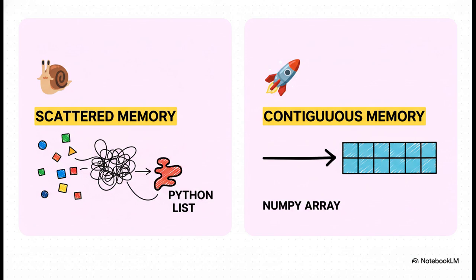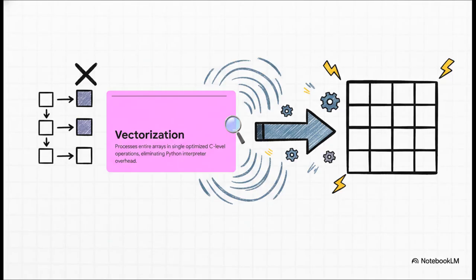A standard Python list over on the left is kind of like having a bunch of sticky notes pointing to where your data is stored all over your computer's memory. It's scattered. But a NumPy array on the right stores all the data in one single continuous block. This makes grabbing that data incredibly fast. And because every element is the same type, NumPy can use super optimized C code instead of those much slower Python loops. And this right here is the core concept that makes it all possible: vectorization.